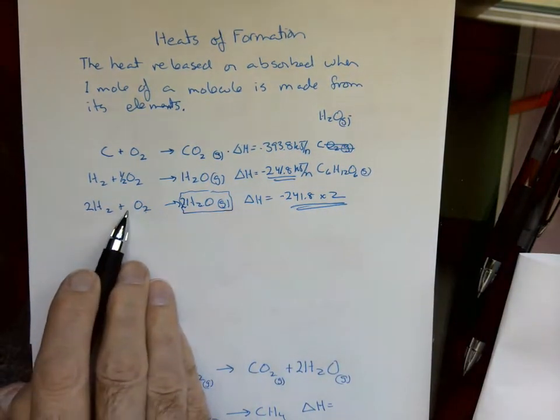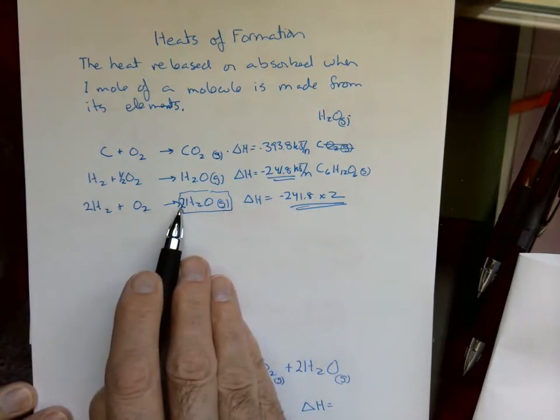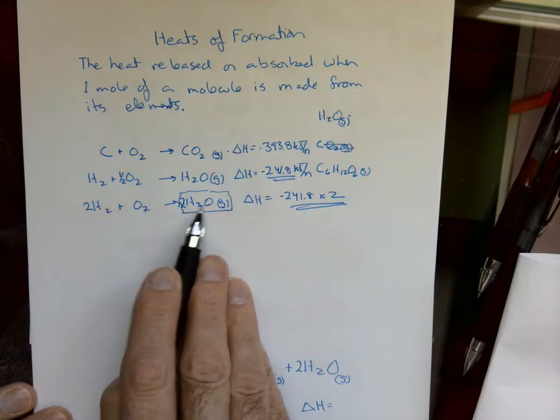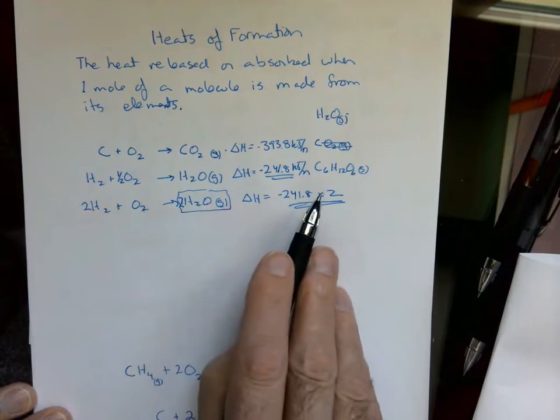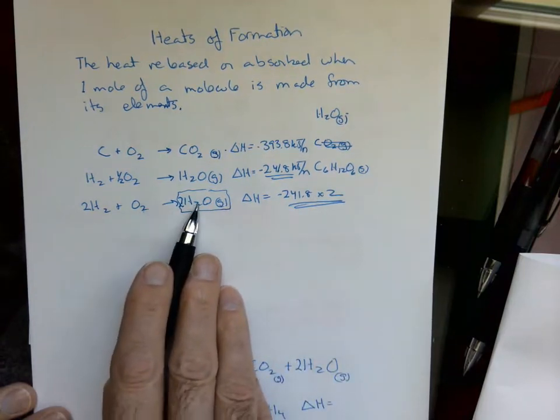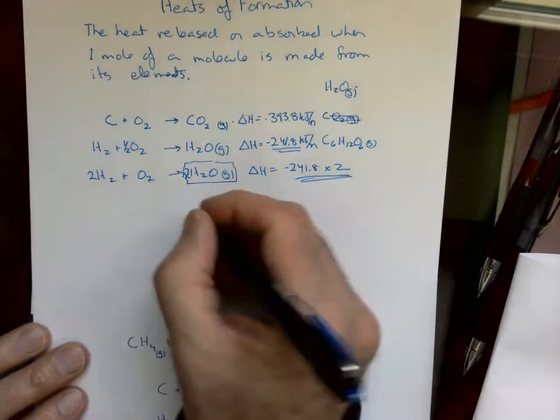Listen, if you double the O, you don't do anything here. If you double the H, you don't do anything here. The definition of a heat of formation is it's for 1 mole of the product. So if you have 2 moles of the product, you have to double the heat. So remember, whatever you do to the product, you have to do to the heat. Last one.